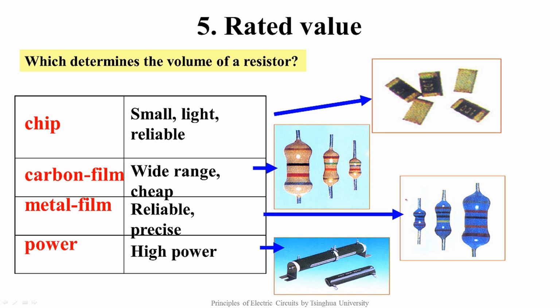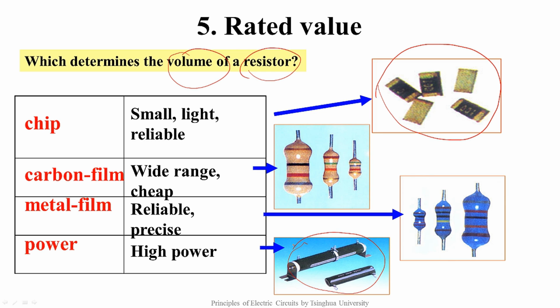In the video before, I asked a question: what determines the volume of a resistor? We can get the answer from this video. In fact, the chip resistor may have multiple values. The power resistor may also have multiple values. So the resistance is not the key factor determining the volume of a resistor. This is why we focus on the discussion about the rated value of a resistor in this lecture.